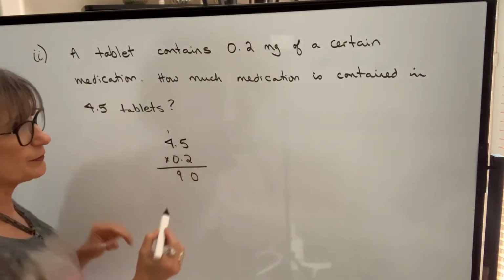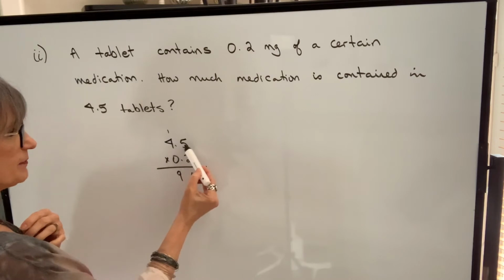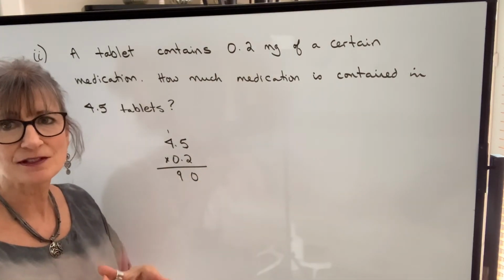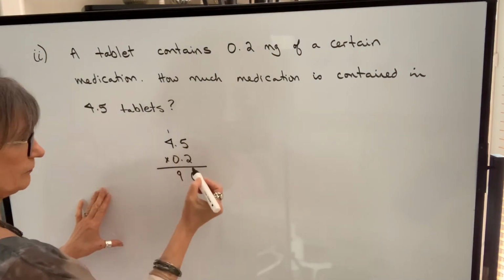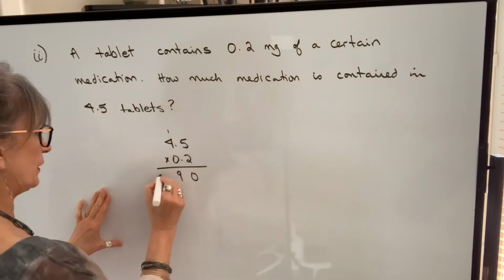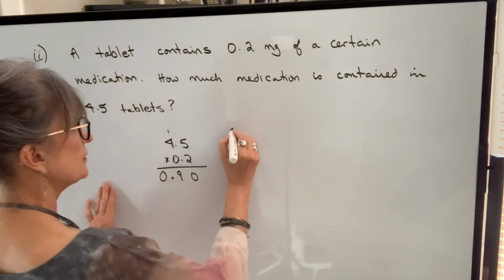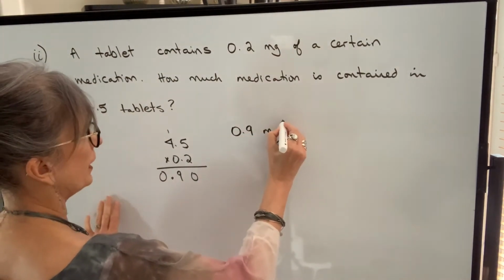Then I'm going to place my decimal point. When you're multiplying, you add up the number of digits past your decimal point. That total is the number of digits that should be past the decimal point in your result. So I have 1 digit here, 1 here, a total of 2. So my answer should have a total of 2 digits past the decimal point. So my answer would be 0.90. So I would have 0.9 milligrams in 4.5 tablets.